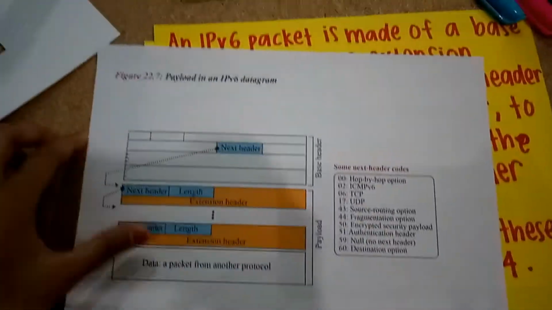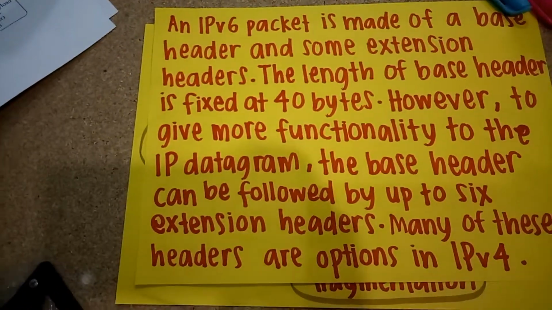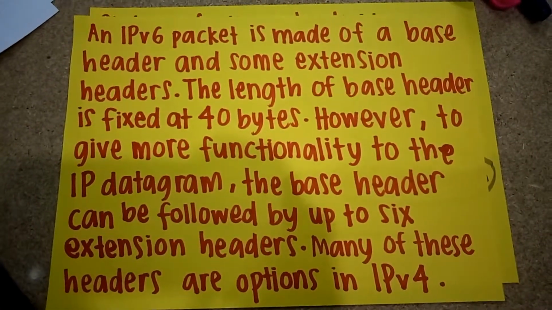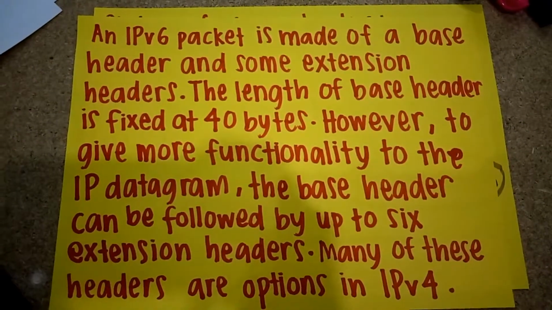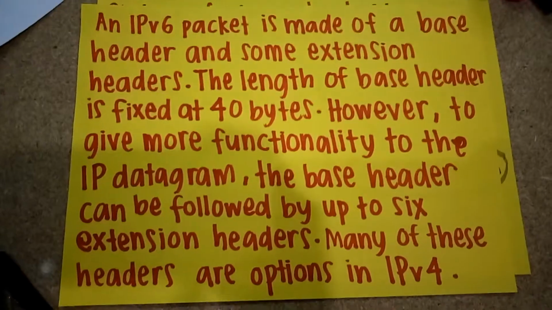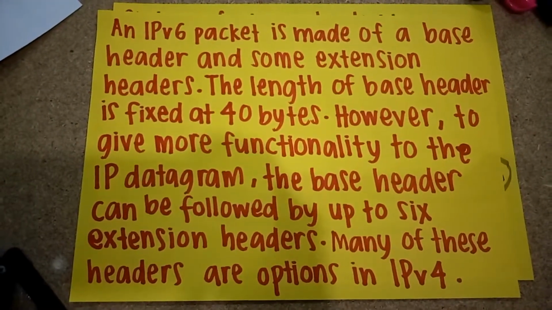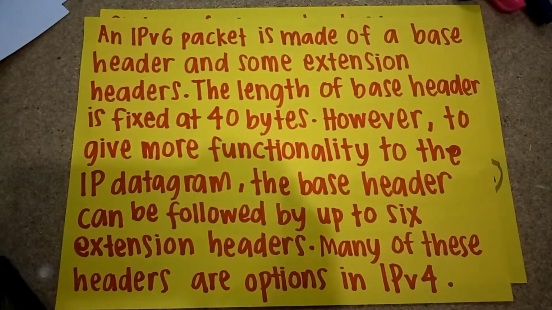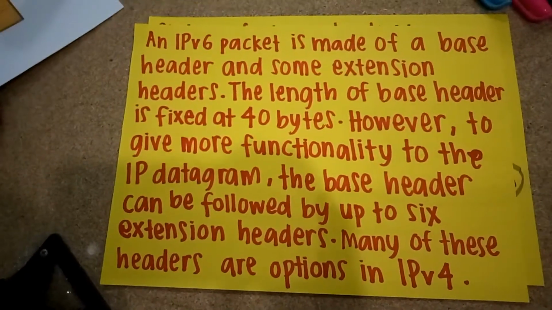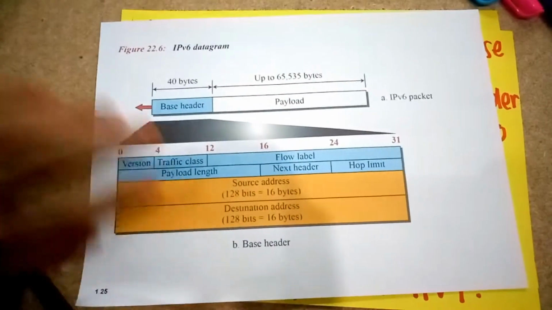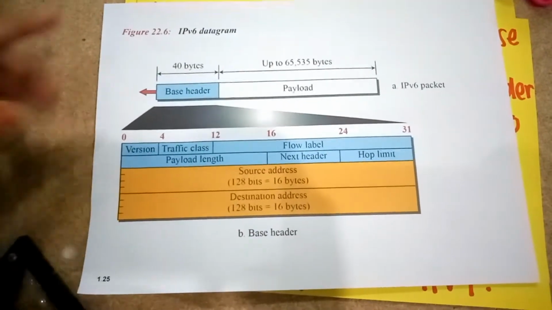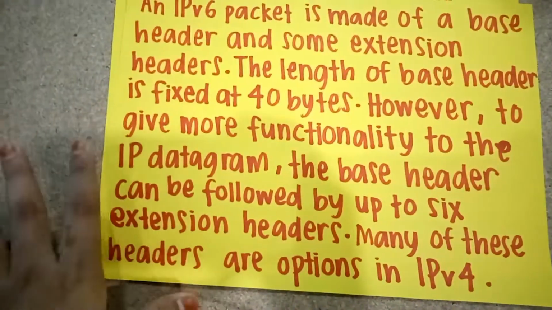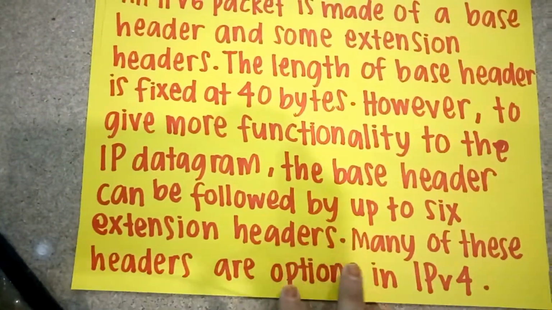So we go next to the extension headers. An IPv6 packet is made of a base header and some extension headers. The length of the base header, like I said before, is fixed at 40 bytes. However, to give more functionality to the IP datagram, the base header can be followed by up to 6 extension headers.